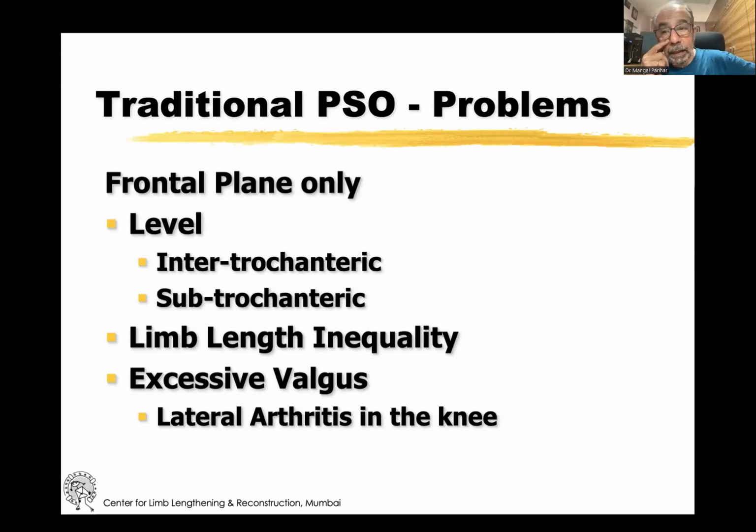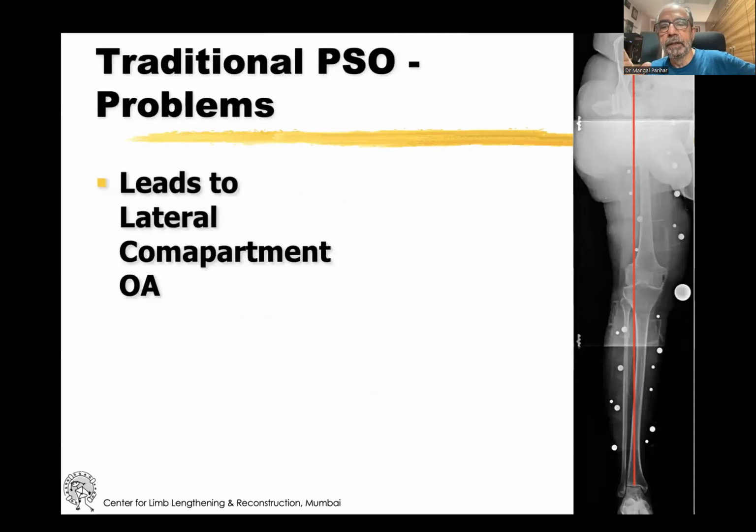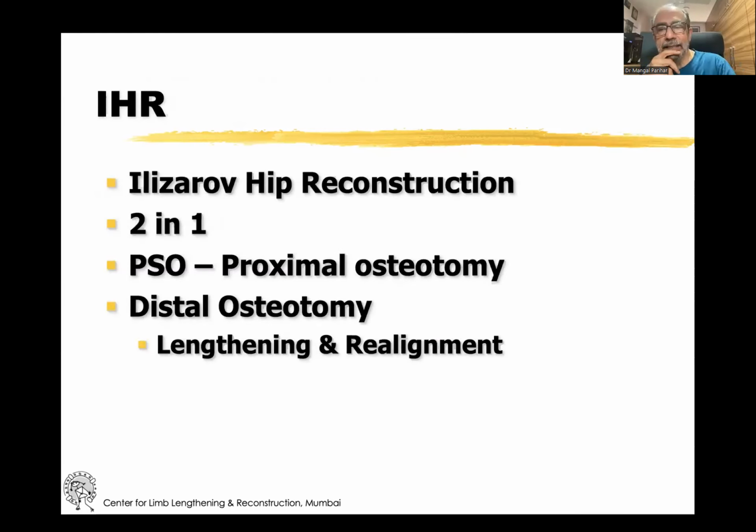Also, they do not correct the limb length inequality. And the excessive valgus that is required, you see patients by the age of 35, 40, if they have had a really valgus abduction osteotomy, they will get lateral arthritis in the knee because the mechanical axis is deviated laterally, as you can see in this patient. So unless there is a compensatory varus osteotomy distally. So this is essentially a 2-in-1 procedure.